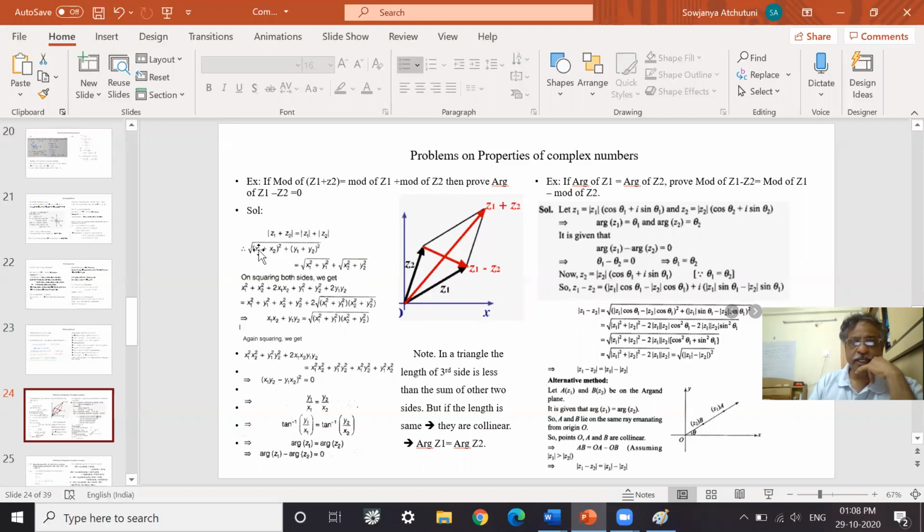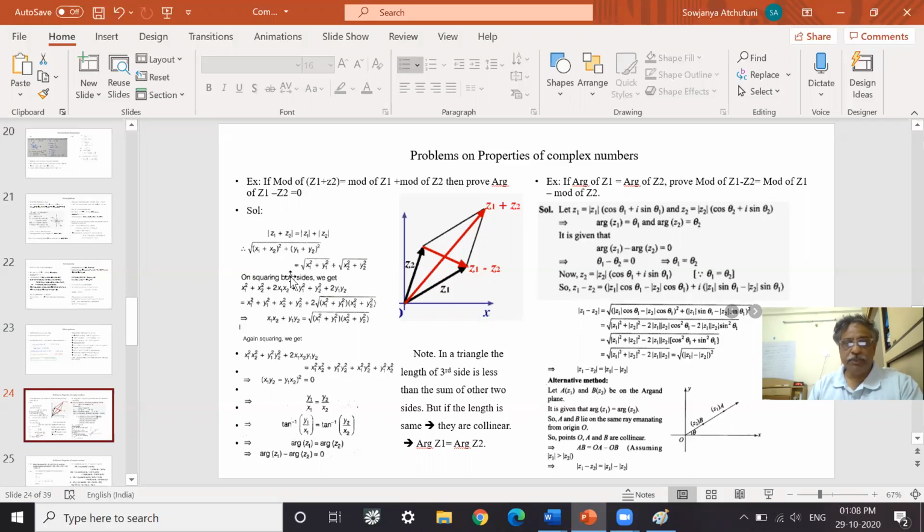Z1 I am taking as x1 plus iy1. Z2 I am taking as x2 plus iy2. So mod of Z1 plus Z2 is mod of (x1 plus x2) plus i(y1 plus y2). This is the mod of Z1 plus Z2. This is the mod of Z1. This is mod of Z2. This we have already done earlier to prove that it is less than that. Now it is given they are equal.